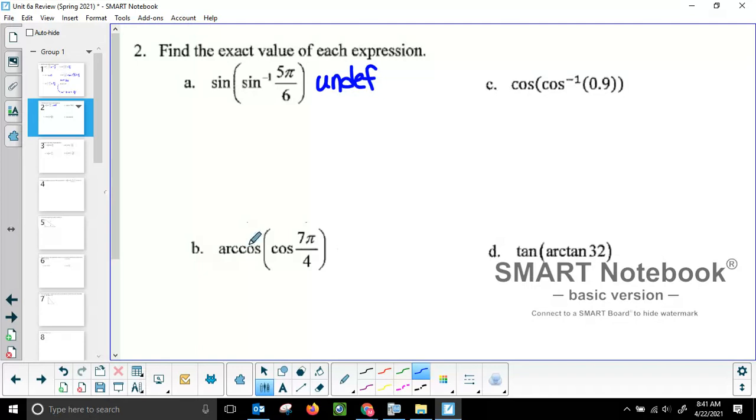All right, B, arc cosine of 7 pi over 4. Now, what's different about this problem and the previous one? Not counting that it's cosine instead of sine. Yes, the inside is the regular cosine, not the inverse cosine. So we still want to go from the inside out. So I want to ask myself, what is the cosine of 7 pi over 4?